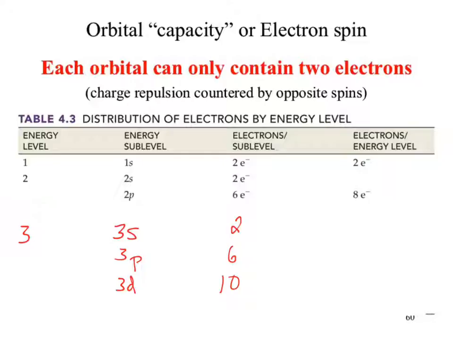How many electrons went into the 3s? 2. Is that in the third energy level? It is in the third energy level, yes. 3p? Yes. So I now have 2 plus 6. 3d? 10, yes. Plus another 10, and I get 18. Make sense? Let's throw in one curveball. Because I don't really want to draw it all again, I'm just going to say we now move to the 4th energy level.